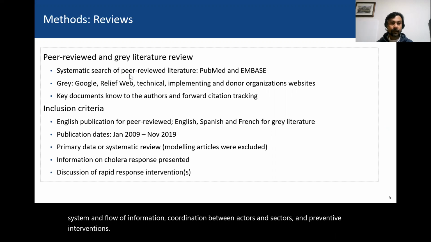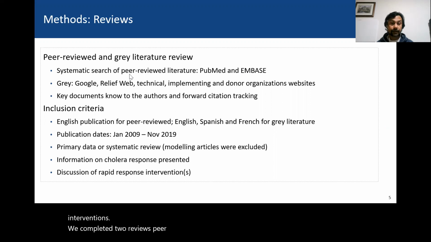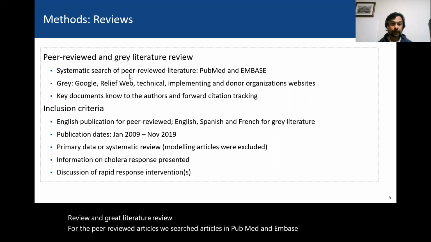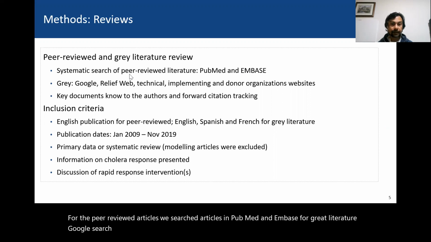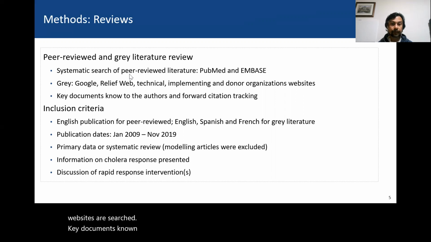Methods: we completed 2 reviews, a peer-reviewed article review and a grey literature review. For the peer-reviewed articles, we searched PubMed and Embase. For grey literature, Google search, ReliefWeb, and technical implementing organization and donor organizations' websites were searched. Key documents known to the authors were included and forward citation tracking was completed.